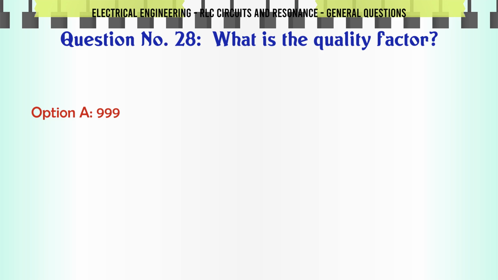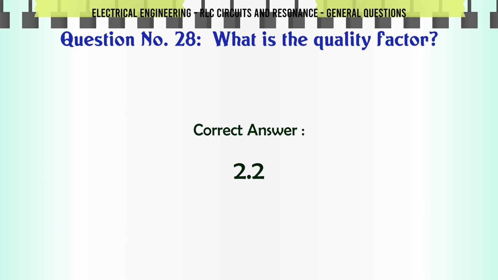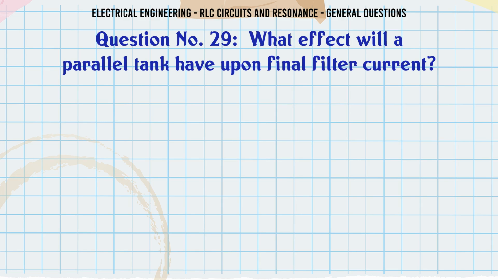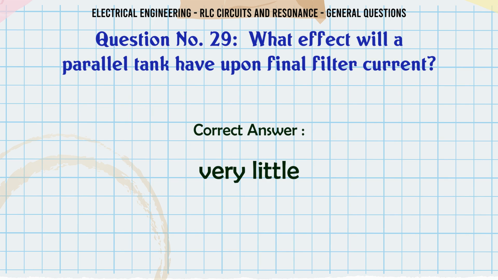What is the quality factor? A. 999. B. 223. C. 2.2. D. 0.99. The correct answer is 2.2. What effect will a parallel tank have upon final filter current? A. Very little. B. The bandpass frequencies will change. C. The frequency cutoff will change. D. The impedance will block output. The correct answer is very little.